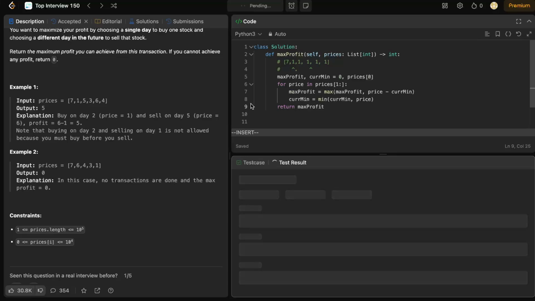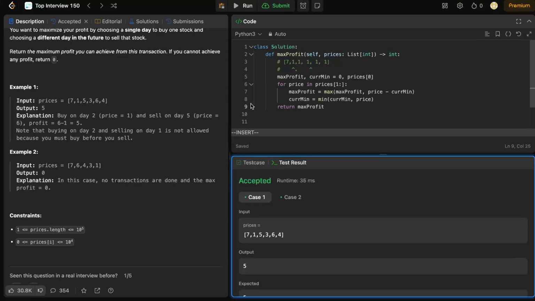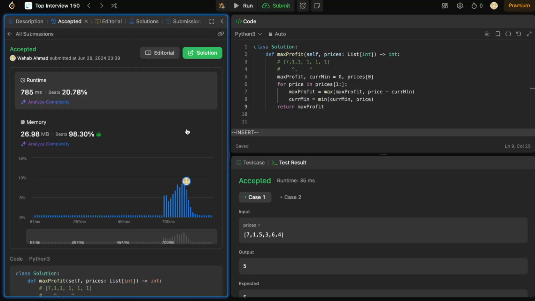Let's run the code. Okay. Let's submit it, see if it works.